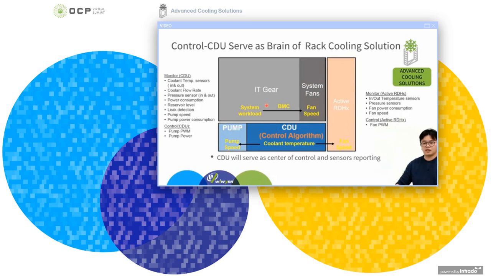And for the IT gear, the IT gear will control the system fan by BMC. In the control, the CDU can also monitor all sensors and the status of the CDU and the rear door heat exchanger. And here I want to mention the cooling power assumption. We will design the CDU to monitor, besides the temperature, also the power consumption. This is for estimating the cooling power consumption in the future.